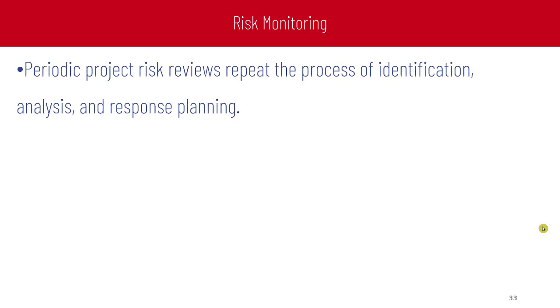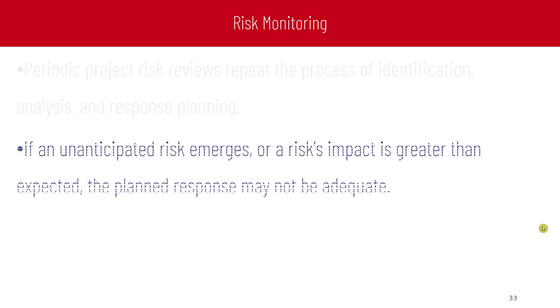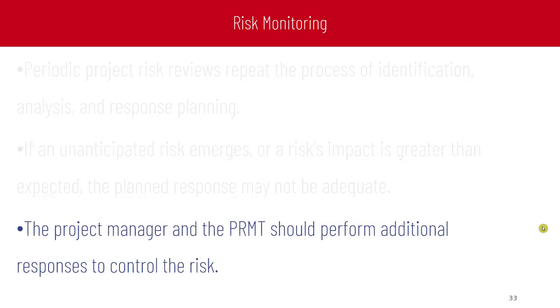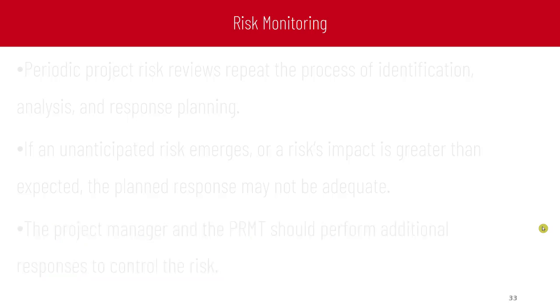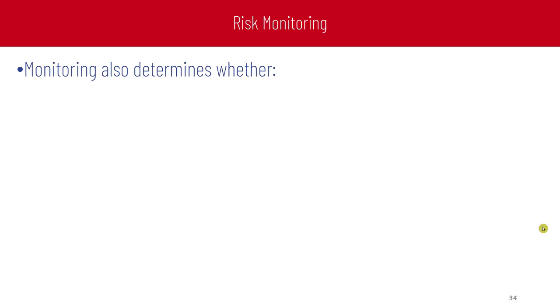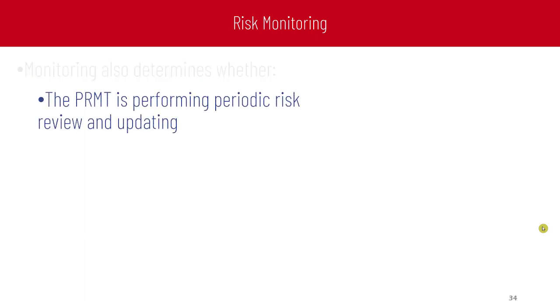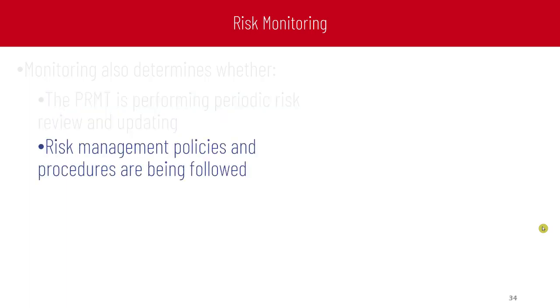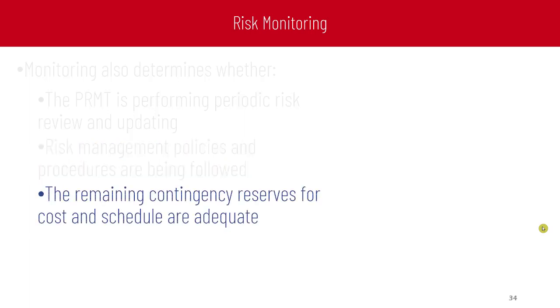Periodic project risk reviews repeat the process of identification, analysis, and response planning in each period. If an anticipated risk emerges or a risk impact is greater than expected, the planned response may not be adequate. The project manager and the project risk management team should perform additional responses to control the risks. Monitoring also determines whether the project risk management team is performing periodic risk reviews and updates, whether the risk management policies or procedures are being followed, and whether the remaining contingency reserve for the cost and the schedule is adequate.